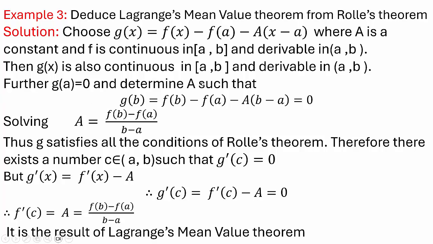And we shall determine A by choosing g(b) equal to 0 also. If we put g(b) equal to 0, then we get A equal to this. And if g(a) equals 0 and g(b) equals 0, then g(a) equals g(b), and the third condition of Rolle's theorem is satisfied. Thus all three conditions of Rolle's theorem are satisfied. That's why g dash c must be 0, where c belongs to the open interval (a, b). And from this we can obtain f dash c equal to (f(b) minus f(a)) divided by (b minus a).